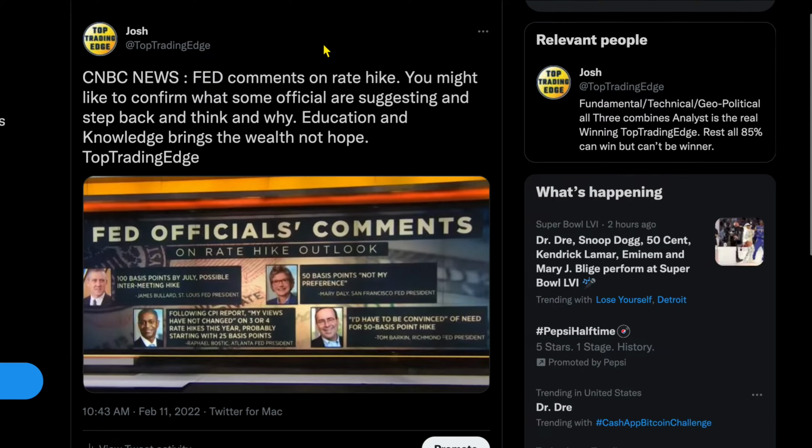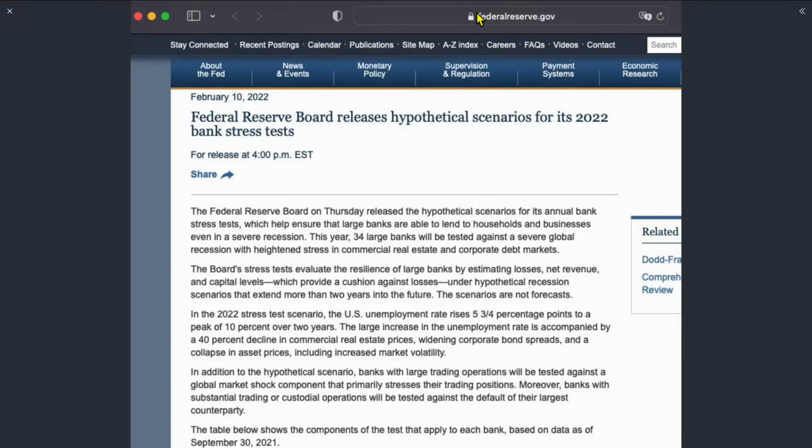I want to show you something right here. Another point I want to show you. You all know that the Fed called an emergency meeting, a closed door emergency meeting, on Monday, the 14th of February, which is tomorrow. Now why do they have to hold that meeting? They did not disclose or announce anything, but this is what they have announced.